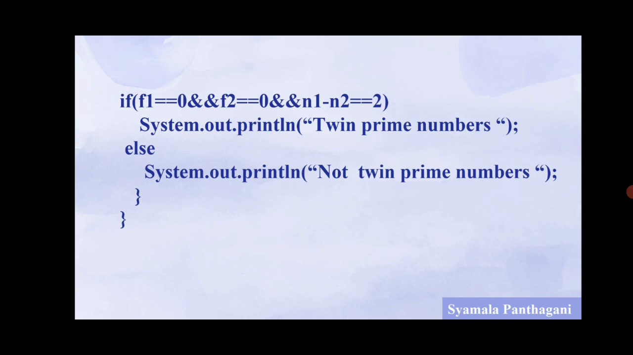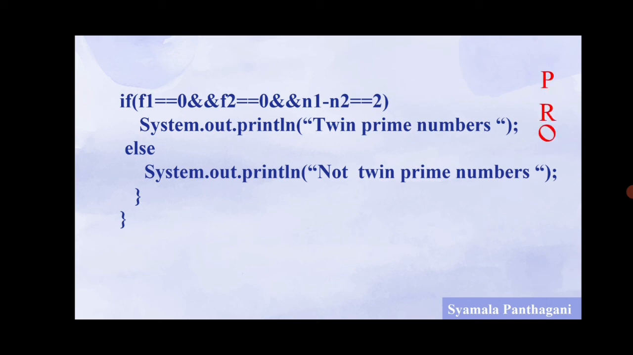That's why we have written the and symbol. Logical and means these three conditions are satisfied, then what we have to print? Twin prime numbers. If any one of these conditions is false, we have to print not twin prime numbers. And two closed brackets. One is meant for the main and another one is meant for the class. This is all about the twin prime numbers program.